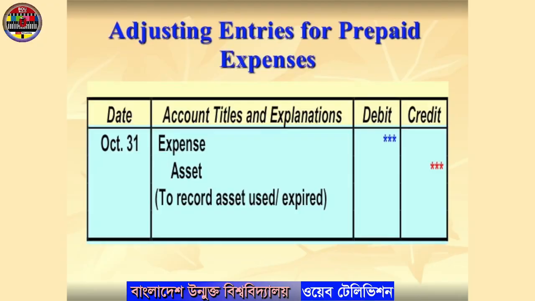And the journal entry for the prepaid expense is expense account debit and asset account credit. For this adjustment, the expense or income statement account is increased and the asset or balance sheet account is decreased. If the adjustment for this prepayment is not made, the assets will be overstated and the expense will be understated.